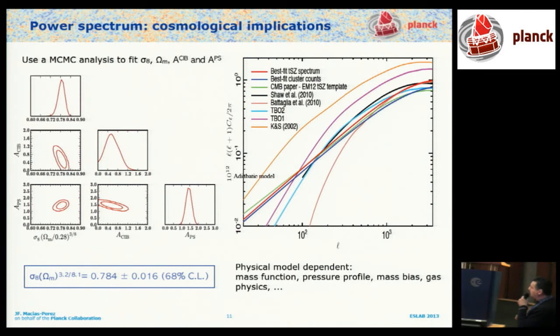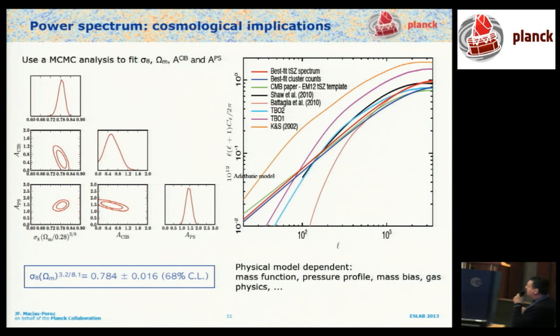One of the questions we can be asked is, how dependent on the physical model is this measurement? For this, we trace the power spectrum as a function of multipole for different models in the literature. So in red, you have our best fit model. In blue, the number count best fit model. And then you have different models, for example, the analytical model from Cho et al. You have the full numerical simulation model from Battaglia et al. So this is the 2012 model.